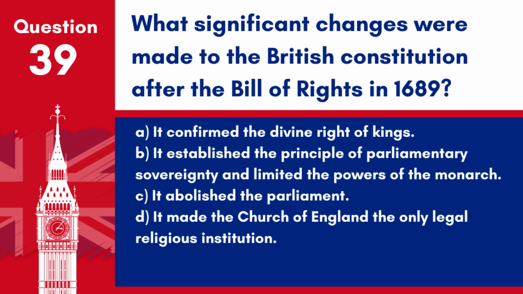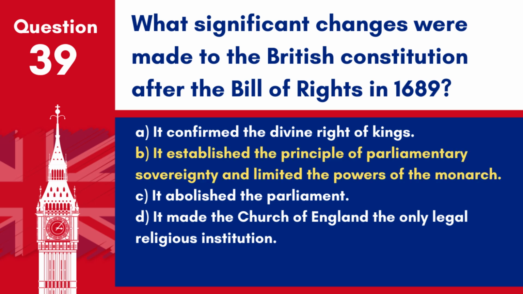Question 39. What significant changes were made to the British Constitution after the Bill of Rights in 1689? A. It confirmed the divine right of kings. B. It established the principle of parliamentary sovereignty and limited the powers of the monarch. C. It abolished the Parliament. D. It made the Church of England the only legal religious institution.